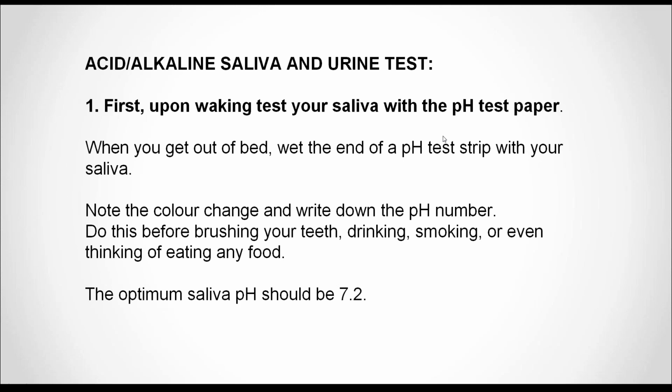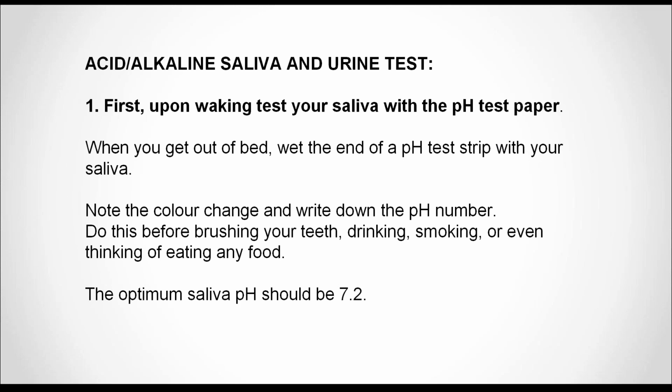So, the acid-alkaline saliva and urine test. What you need to do first, number one, upon waking, test your saliva with a pH test paper. When you get out of the bed, wet the end of a pH test strip with your saliva. I don't suggest putting it onto your tongue because we don't know what chemicals are in there. But if you can just produce a little bit of spit and dip that pH test strip into it, you'll be able to get your reading.